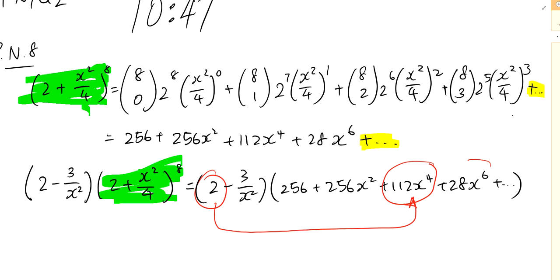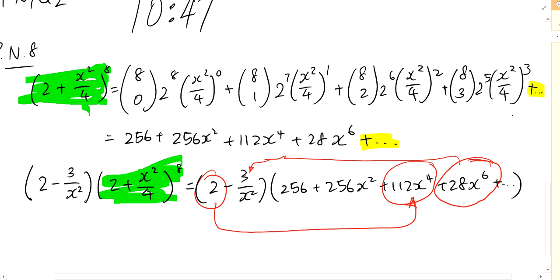The fraction times the 28 x power 6, is it? Times what? What is the fraction? Is the negative important? Oh, okay, yes, you are right. So multiply by this. Any other way that I can get x power 4? Any other way? You go and think about all the possibilities.